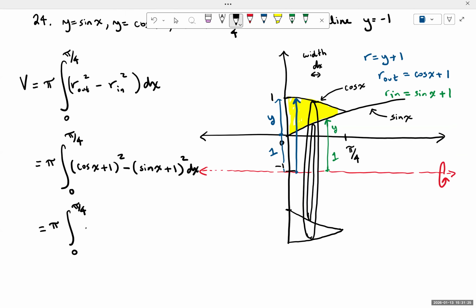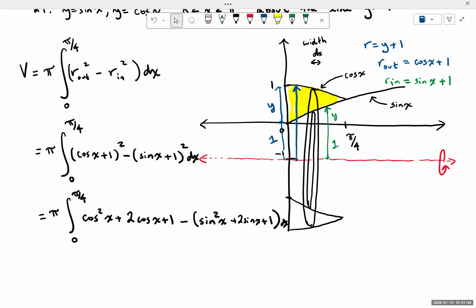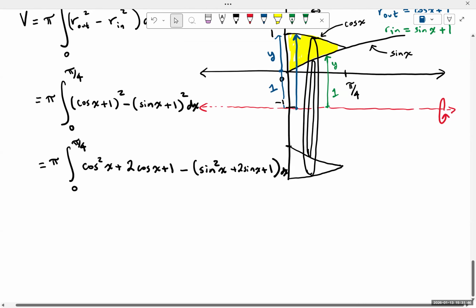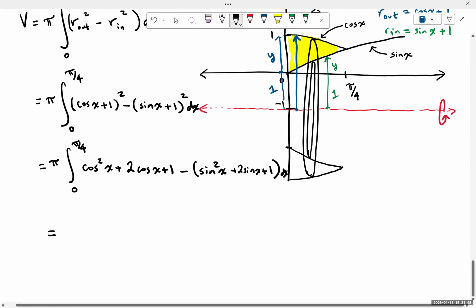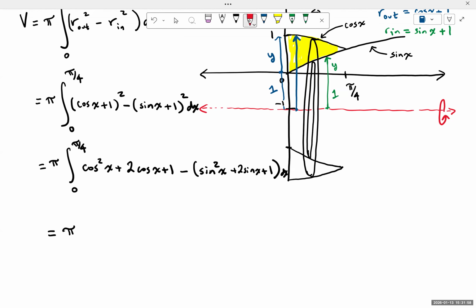Work out those squares. I'm going to get cosine squared x plus 2 cosine x plus 1, minus this guy, and then plus 2 sine x plus 1. Well, at least the plus 1's cancel out. So here's the thing. Looking at this, it is not obvious how to integrate this, right? Cosine x and sine x, we can handle that. The ones cancel out, that's fine.